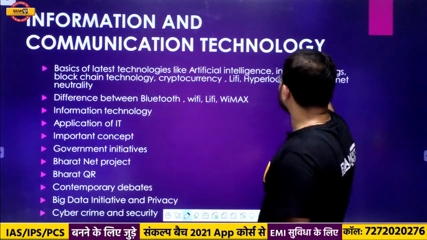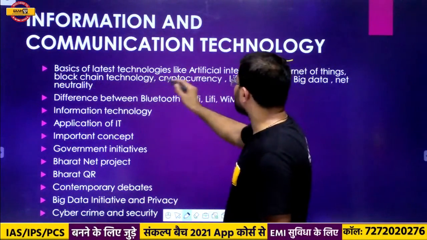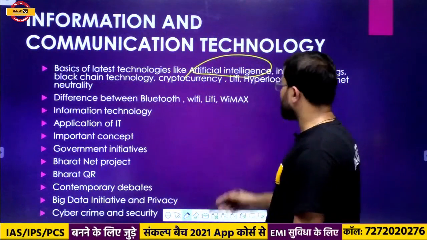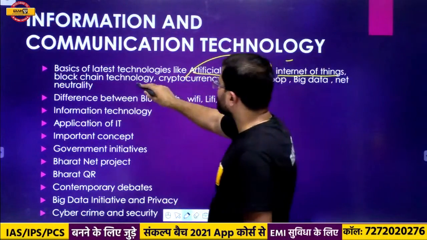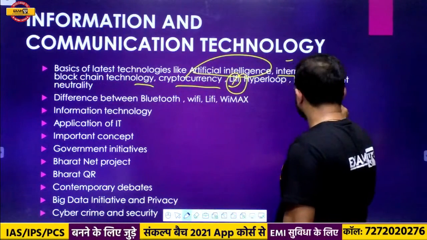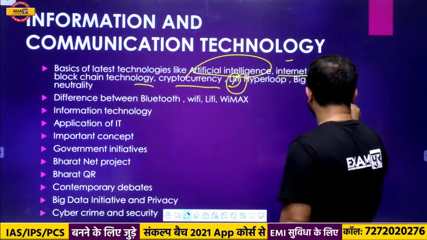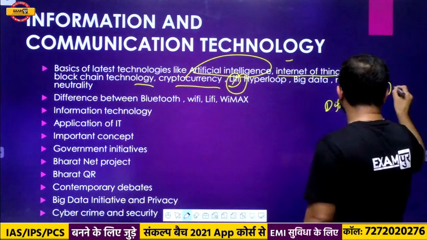Information and communication technology. You have to study in information and communication technology. Basic of latest technology, artificial intelligence. Artificial intelligence क्या है? And Internet of Things क्या है? ब्लॉकचेन टेक्नोलॉजी क्या है, क्रिप्टो करेंसी क्या है, लाईफाई क्या है, डिफरेंस बिटवीन लाईफाई वाईफाई, ठीक है.